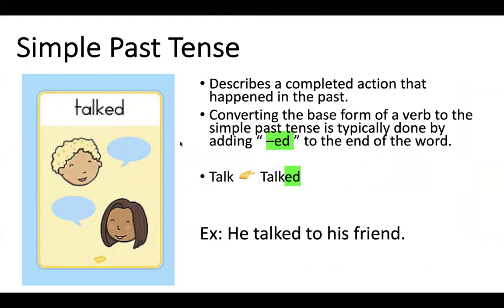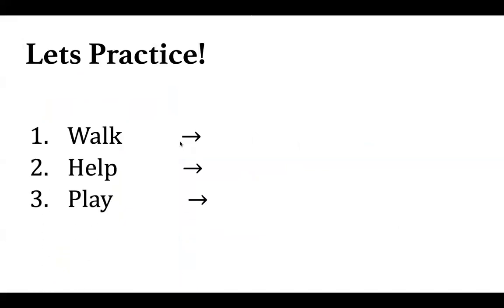Now, using this in a sentence, we would say he, which is the subject, talked, which is the verb, to his friend. So he talked to his friend. Talked is the simple past tense of the word talk. Now keep this formula in mind. We're going to practice with these three words: walk, help, and play. I want to take a moment and transform these verbs to the simple past tense.